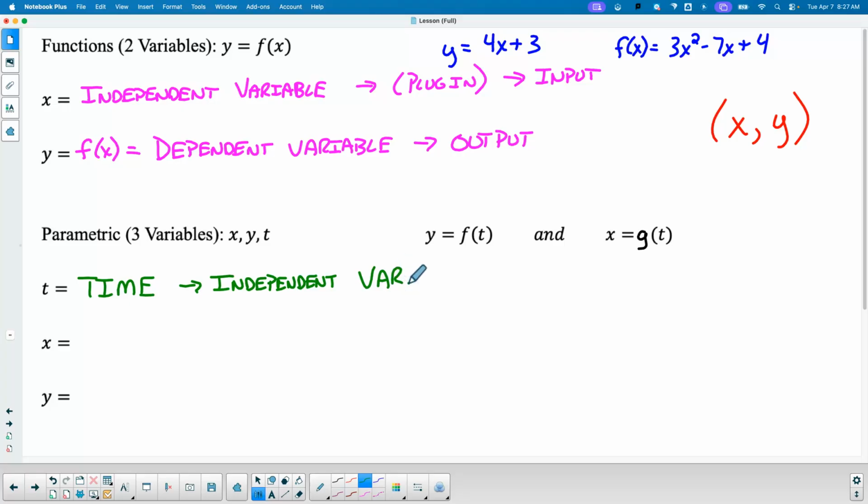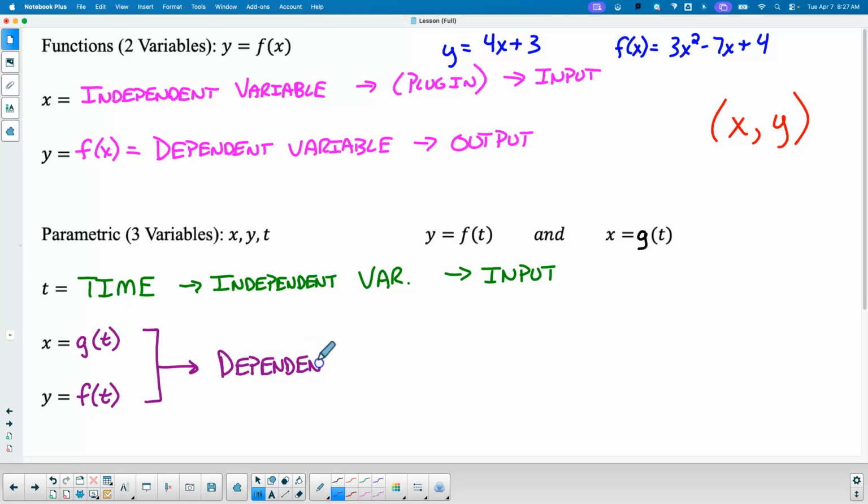So it is now your input. Okay? Which means then that both x, which is a function g of t, and y, which is a function f of t, both of those are your dependent variables, or your outputs.